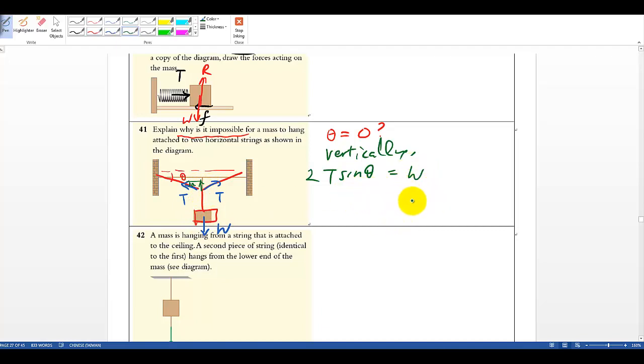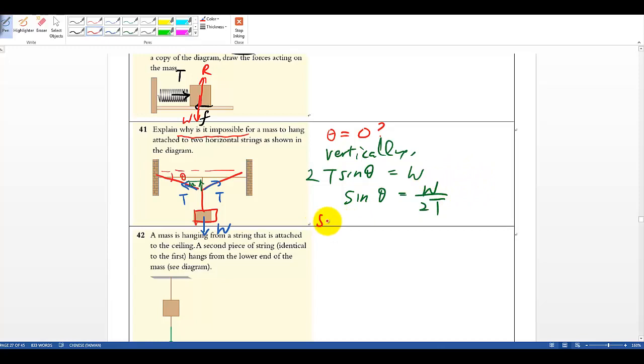So in that case, we have sine theta equals W over 2T. This is what we have for equation 1. Equation 2, we wouldn't find it meaningful, because horizontally it will just be T cosine theta equals T cosine theta, which won't be very useful, so let's forget about it.